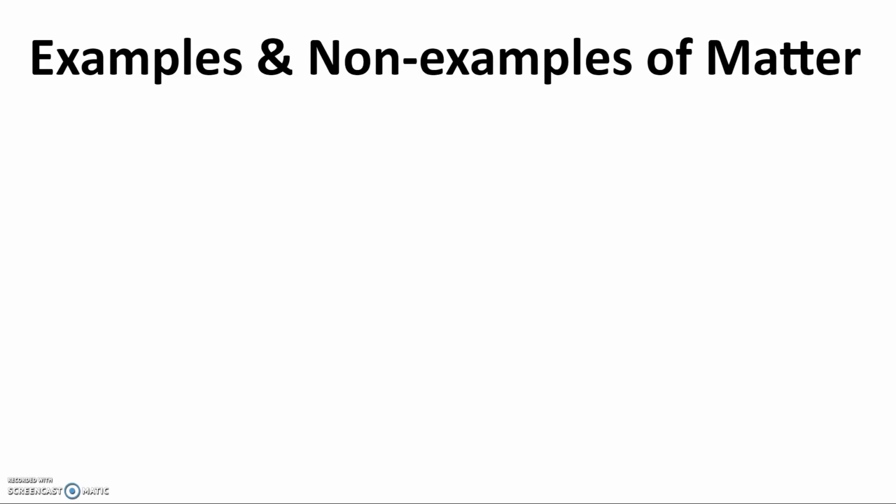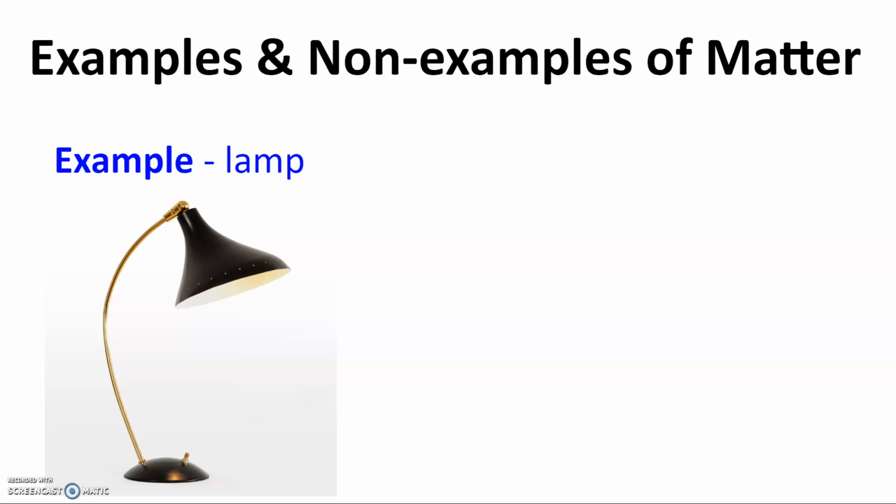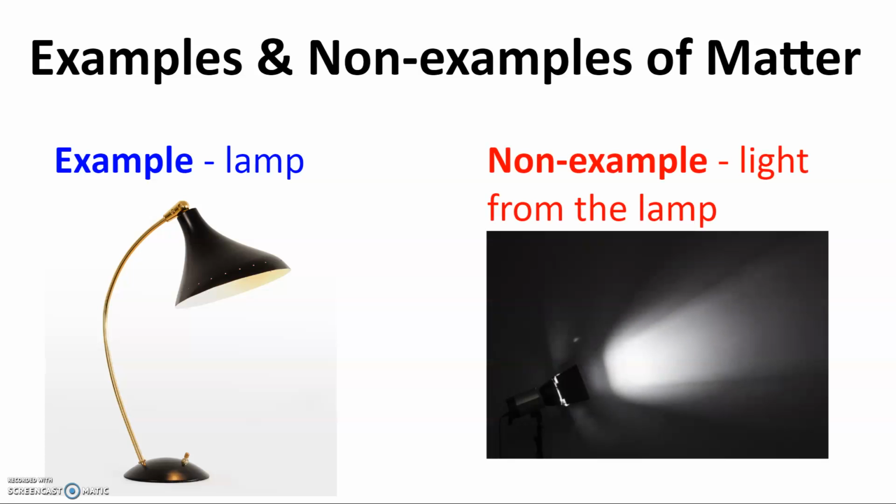Now, a good way to understand something is by presenting not only an example of the thing that you're trying to understand, but also a non-example, something that does not classify. So let's do that with matter. A lamp is an example of matter. It has mass and it occupies space. Light, on the other hand, is a non-example, and that is because you cannot weigh light, it does not have mass, and it doesn't occupy space.